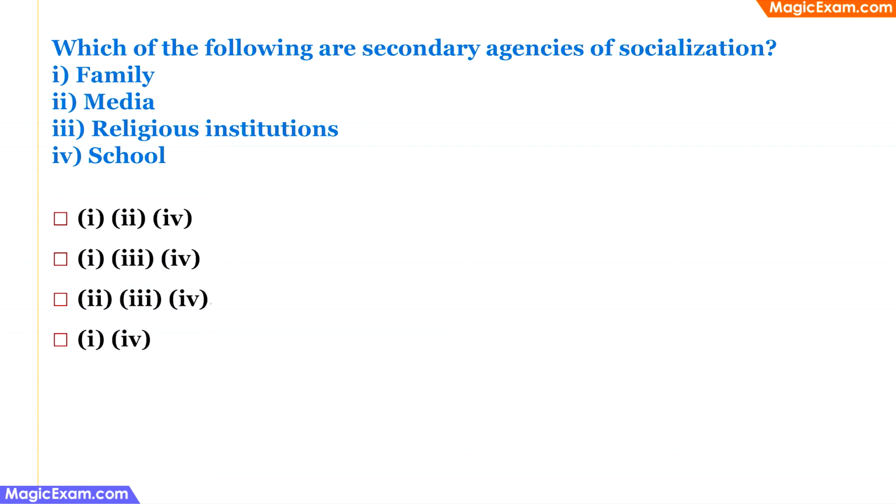Which of the following are secondary agencies of socialization? Now this is a very frequently asked question, and this is a very important question, and this is also a very easy question because you just have to remember that a family is always the primary agency of socialization and all the other options are secondary agencies of socialization. Therefore 2, 3 and 4 are secondary agencies of socialization. Therefore the answer here is 2, 3 and 4. So the simplest way to remember this is family comes first. Everything else comes next.